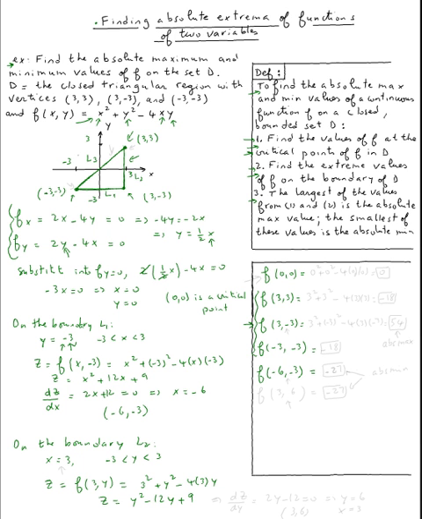Now again I'm gonna find dz dy, which is equal to 2y minus 12. Set it equal to 0. That gives me y equal 12 over 2, 6. I know my x is 3, so my point is (3, 6). So I need to evaluate the function at (3, 6).